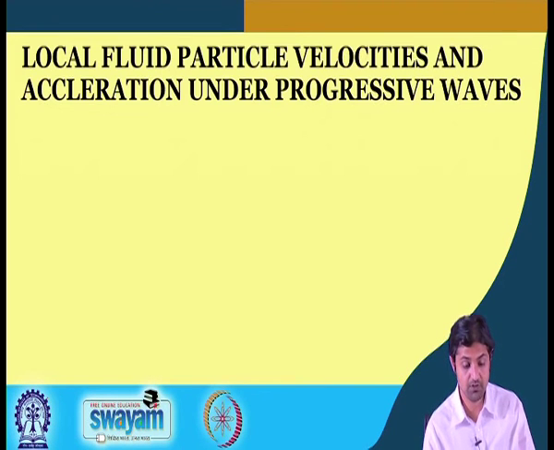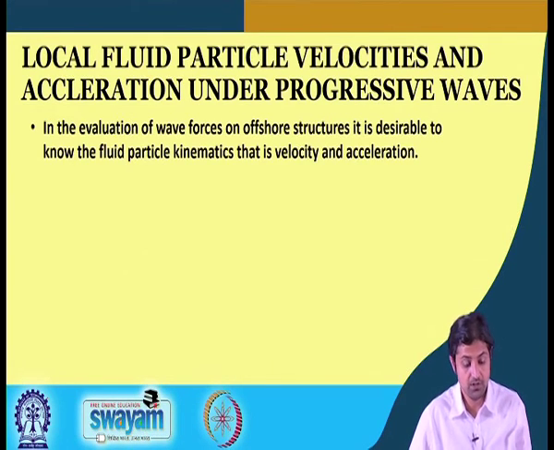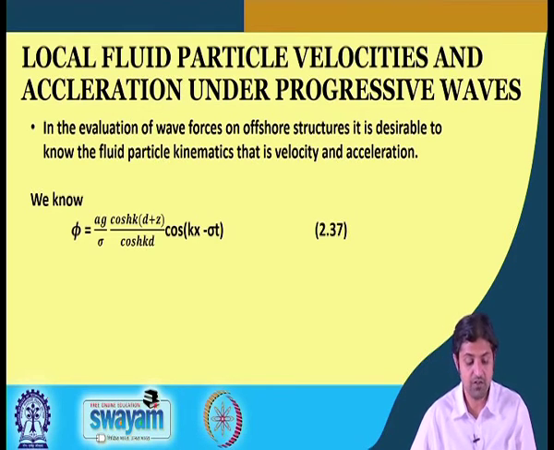All right, proceeding forward. Now we have found out the velocity potential, we have found out the dispersion relationship. Now it's time to find out the local fluid particle velocities and acceleration under progressive waves. So, more importantly, why do we need to find out these velocities and acceleration? Because in evaluation of wave forces on offshore structures, it is desirable to know the fluid particle kinematics, that is velocity and acceleration. We know that phi is equal to Ag by sigma, this we have derived.